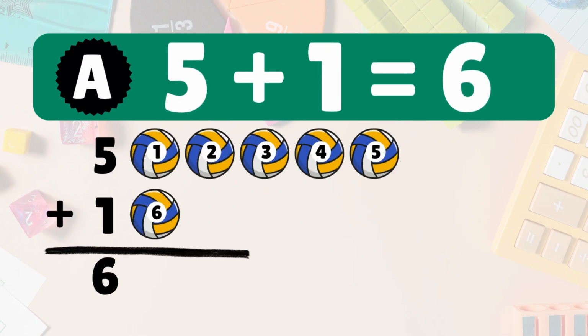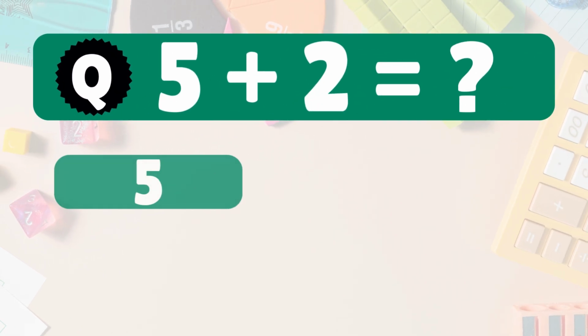5 plus 1 equals 6. Let's count it. 1, 2, 3, 4, 5, 6. 5 plus 1 equals 6. Great job. Now 5 plus 2 equals?